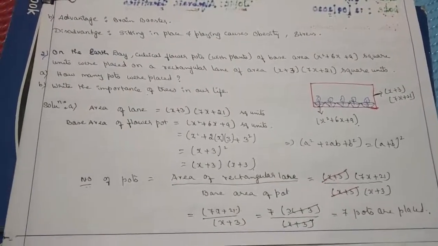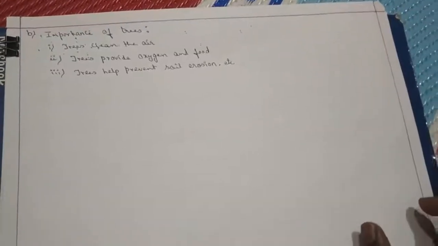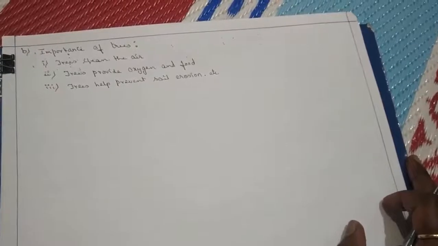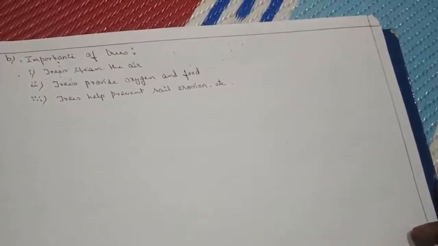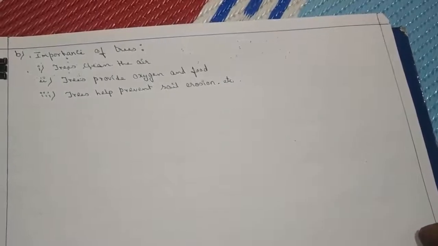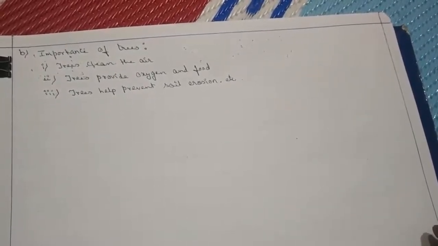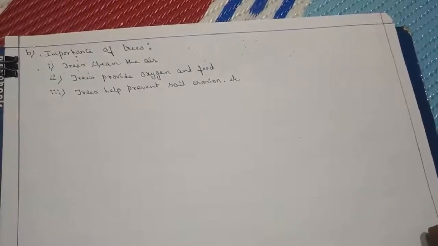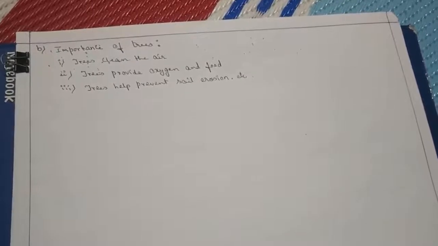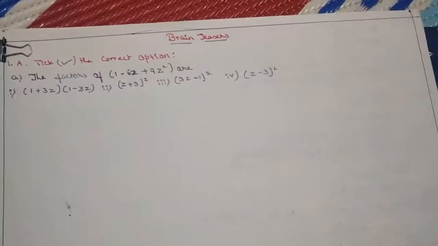Now we'll move to the importance of trees in our life. So importance of trees here: trees clean the air, trees provide oxygen and food, trees help prevent soil erosion, etc. So there are many importances of trees. Here I have noted down only a few. If you are interested in the other points, you can write them, children. So now let us move towards the brain teasers.